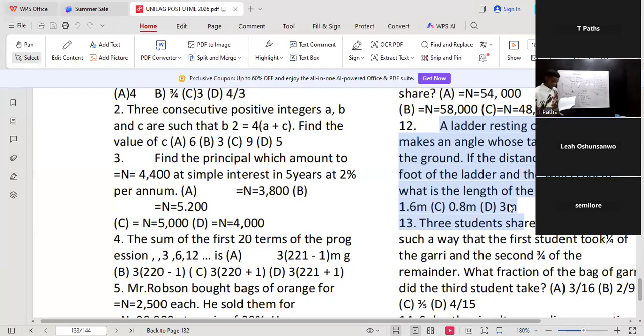So on that question 12, the options in the question are in meters. So what we have to do here is convert our centimeters to meters. How do we convert centimeters to meters? 100 centimeters makes 1 meter, right? So how do we convert 161.55 centimeters to meters?